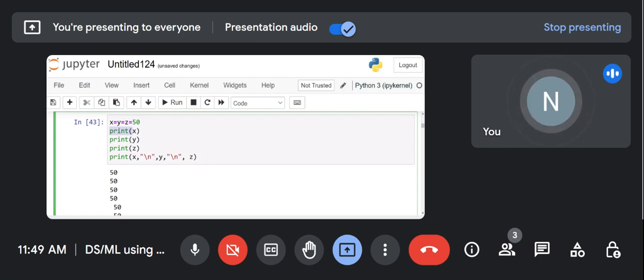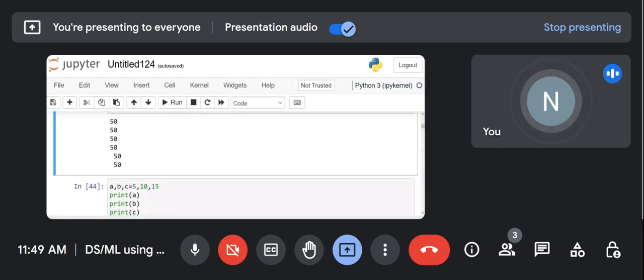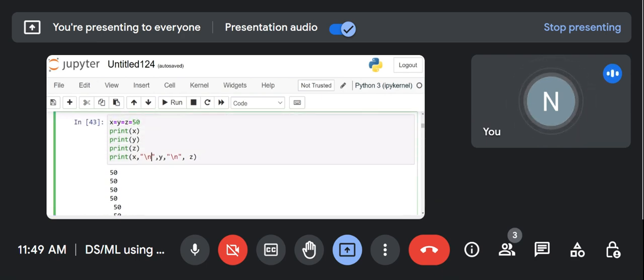So here I printed them individually, 50, 50, 50. Then I printed them with slash n with some space. You can see the 50, then slash n, because slash n is a new line, and then again 50 with some spaces. This you can also do. You can print them in one line itself, meaning using just a single print statement. Here I have used multiple print statements to print x, y, and z separately. This is what I did.